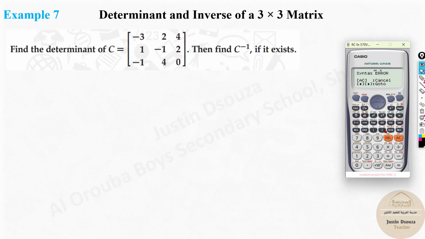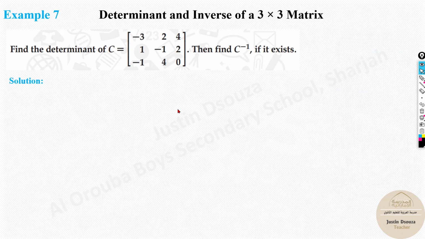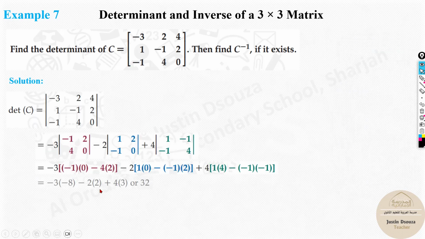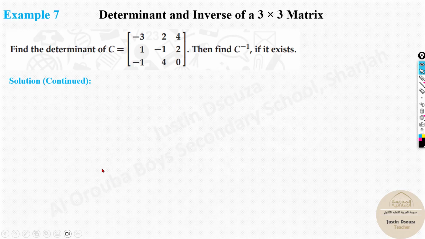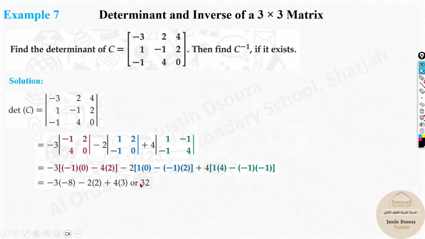It should not be 0. Now, sorry, I have not pressed this. Shift 4 and 3. It should not be 0. It's 32. That's fine. Now we get the determinant, how much over here? 32. That means the inverse exists.